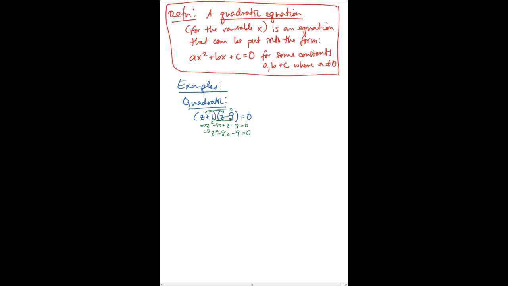In this case, what is in front of the z squared? A 1. In front of the z is a negative 8. And then we have a plus negative 9. So this is quadratic.